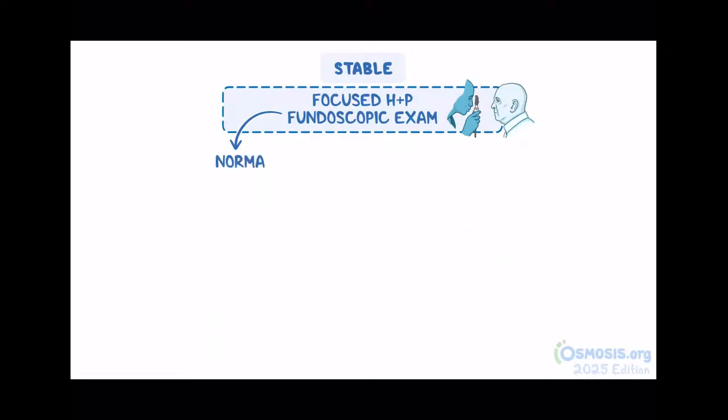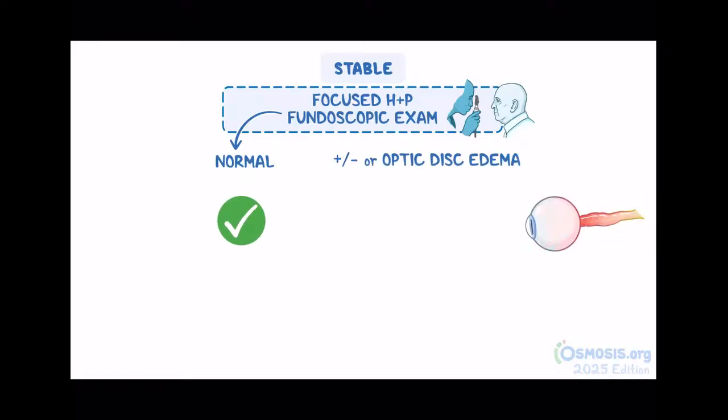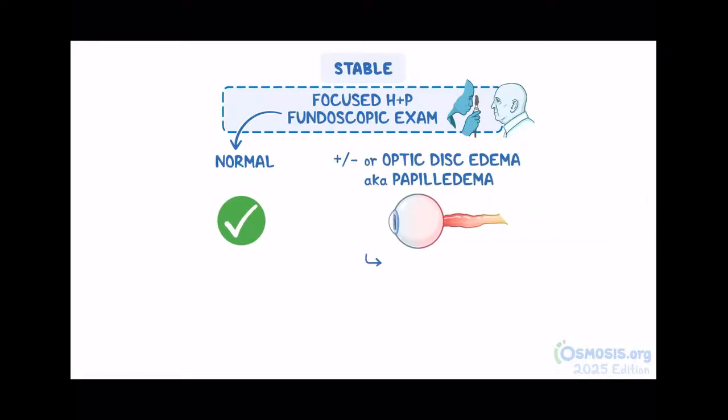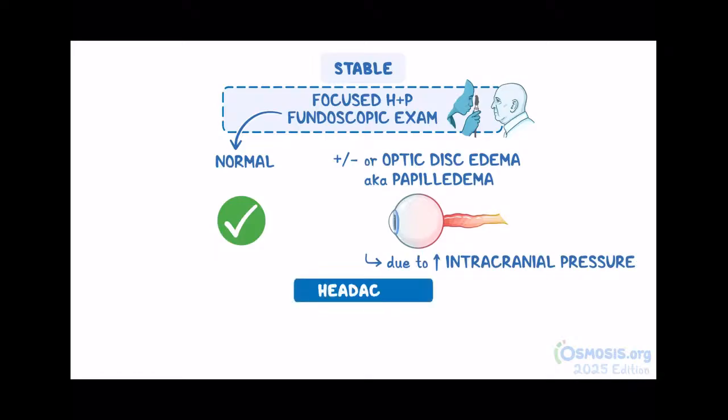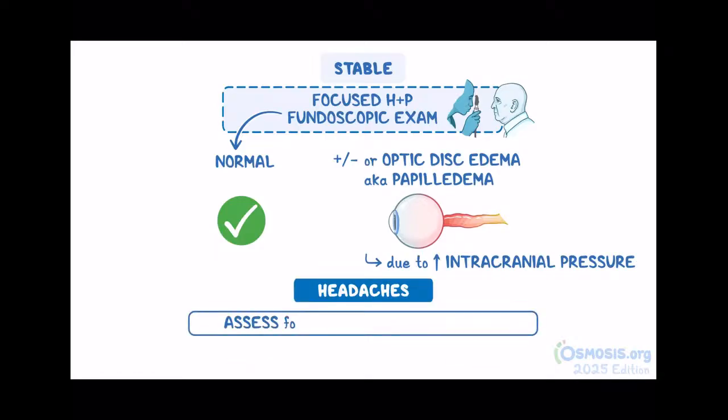Finally, the fundoscopic exam could be normal, or it might show optic disc edema, also known as papilledema, which occurs due to increased intracranial pressure. These findings are suggestive of headaches, so your next step is to assess for red flags using the Snoop 10 criteria.